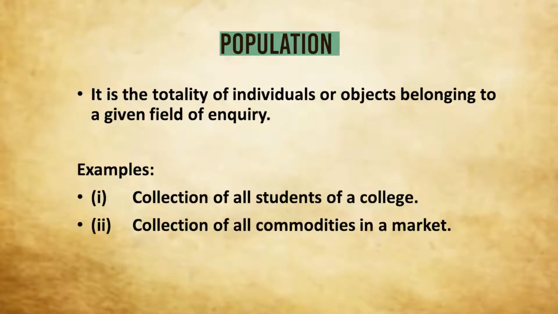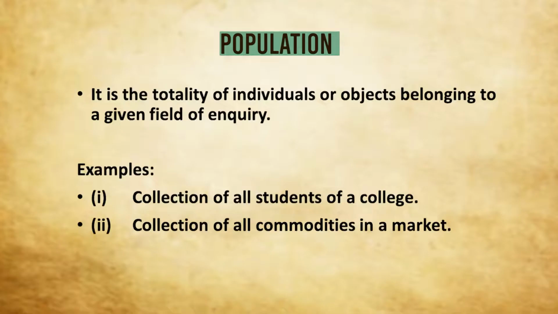It is the totality of all individuals or objects belonging to a given field of inquiry. What do you mean by totality of all individuals or objects? Let us consider two examples. Suppose we consider the collection of all students in a college. Suppose we conduct some survey on the college students, and for a college we take all students. So this is the totality.